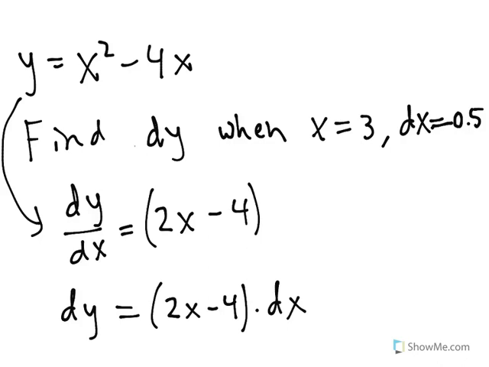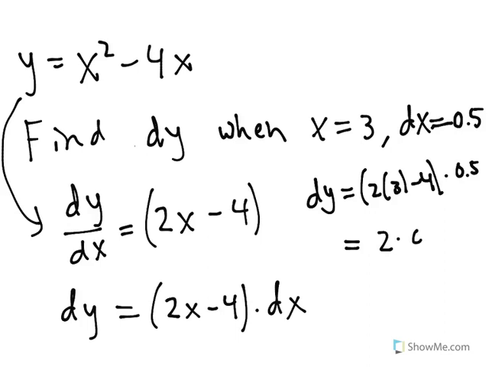Okay, and now go ahead and plug in what you know, and hopefully the only thing left is the value that we're trying to find. So we know x is 3 and dx is 0.5. We should be finding dy. So dy here looks like 2 times 3 minus 4, times 0.5. That's 6 minus 4, which is 2. 2 times 0.5. That means we should be finding dy to be 1.